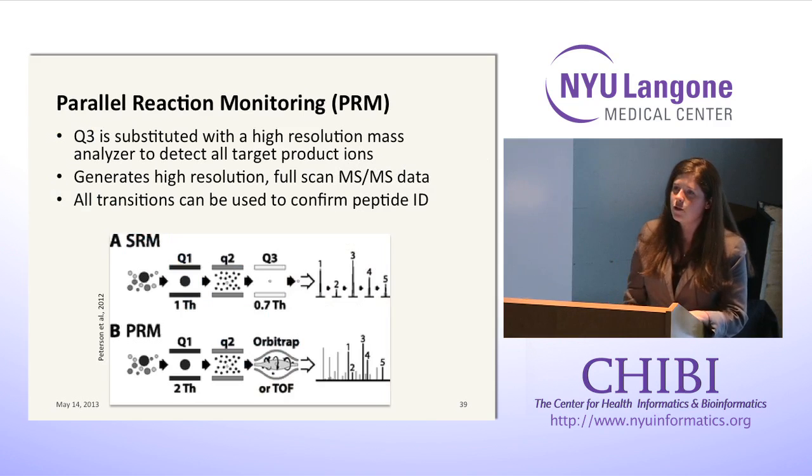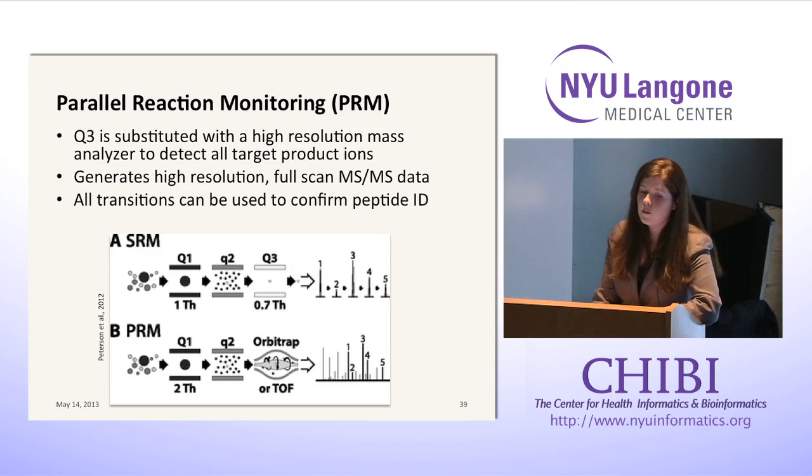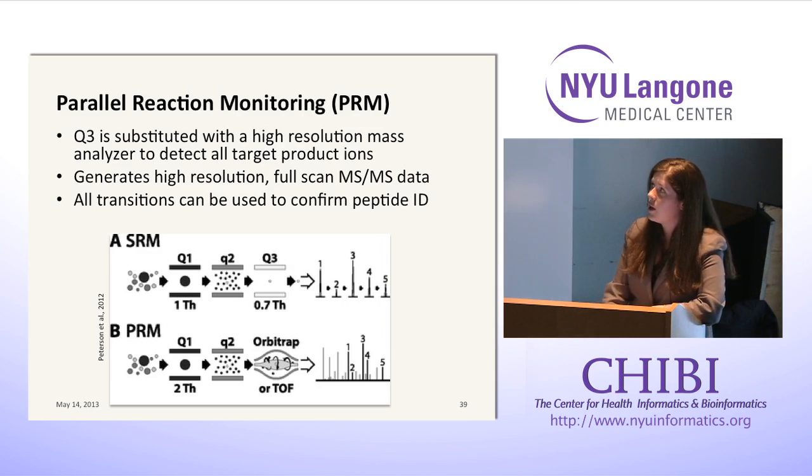So the WashU group that we're working with, as well as others, are using this new method called parallel reaction monitoring, or PRM. It's really similar to SRM, except here in SRM you select your peptide, you fragment it, you select your fragment ion. In PRM, you still select your peptide and you fragment it, but you're able to measure all of the fragment ions. So you don't have to choose your transitions in this case. And you can use all of these transitions to confirm your peptide ID and also to measure your peptide quantity.